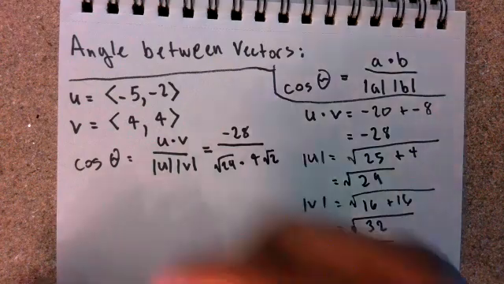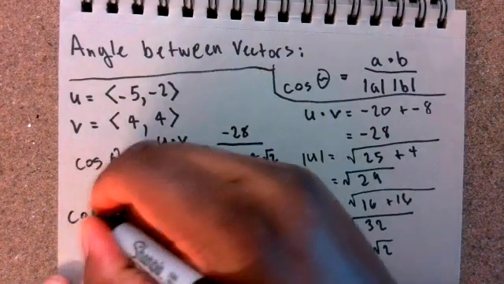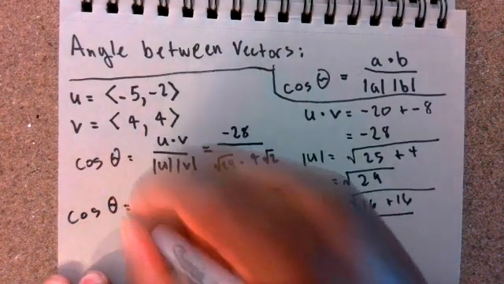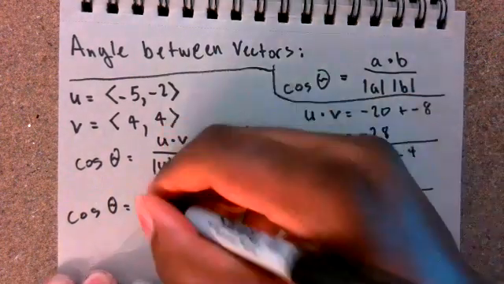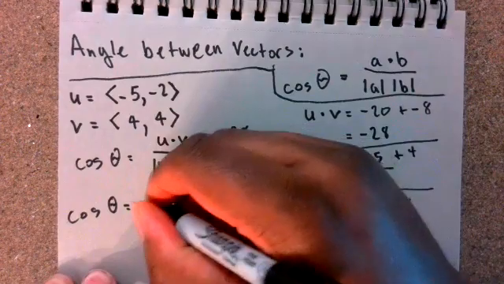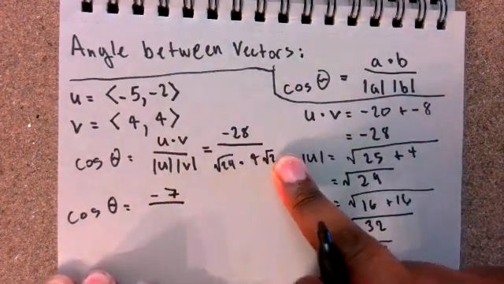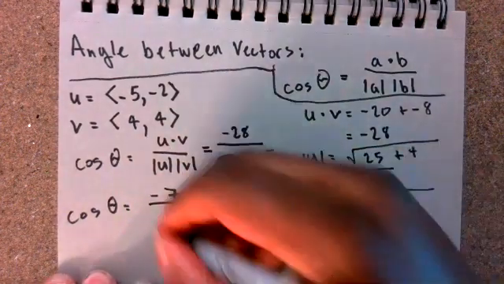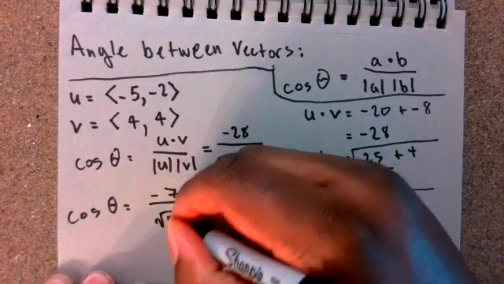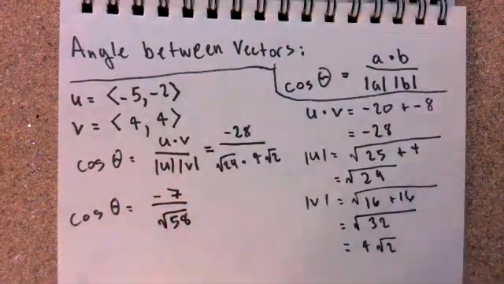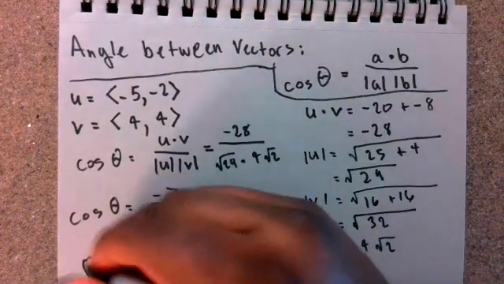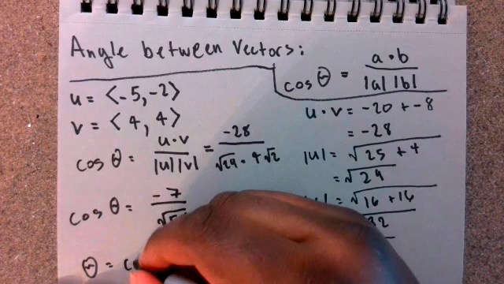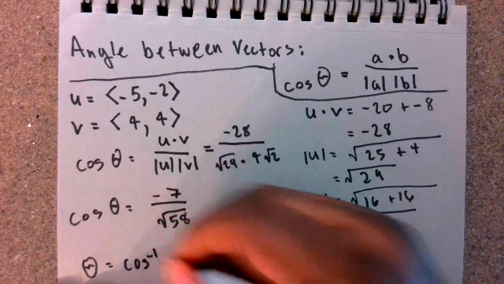Of course, this then gives us cosine theta equals, let's see, -28 divided by 4 is -7, so it's really -7 over 29 times 2 is 58, so the square root of 58. Now, if cosine of theta equals this thing, then theta itself equals the inverse cosine of this.